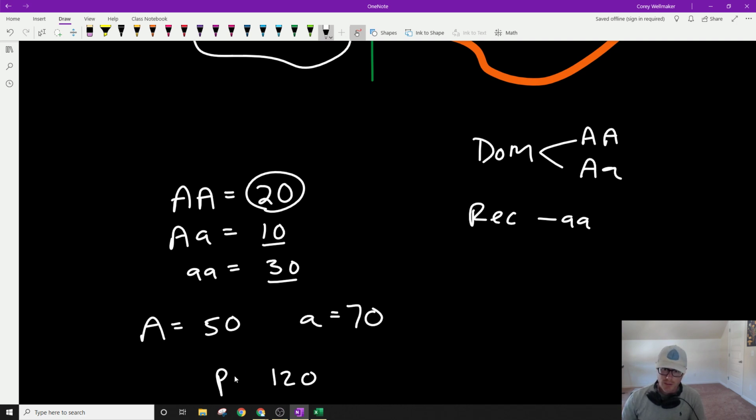So what's the frequency of p? Well, that's just the frequency of big A. So that'd be 50 over 120, or 5 over 12. What's the frequency of q? Well, that's just 70 over 120, or 7 over 12, whatever that comes out to be as a decimal.